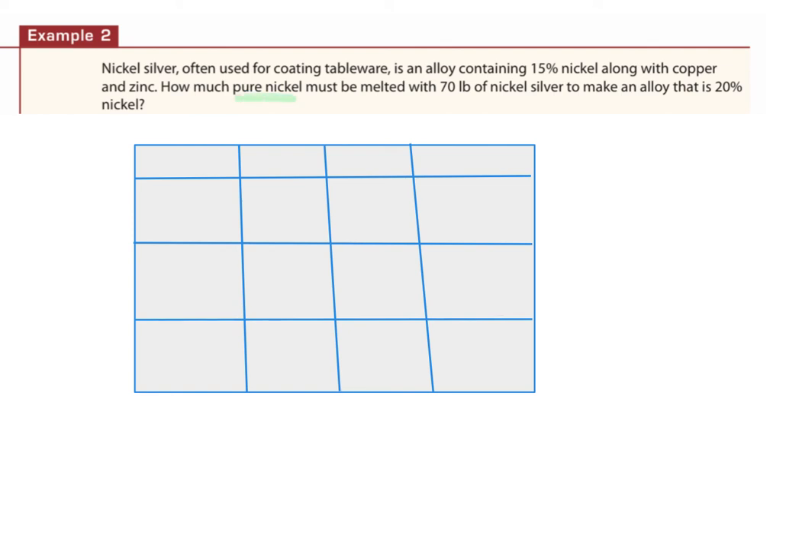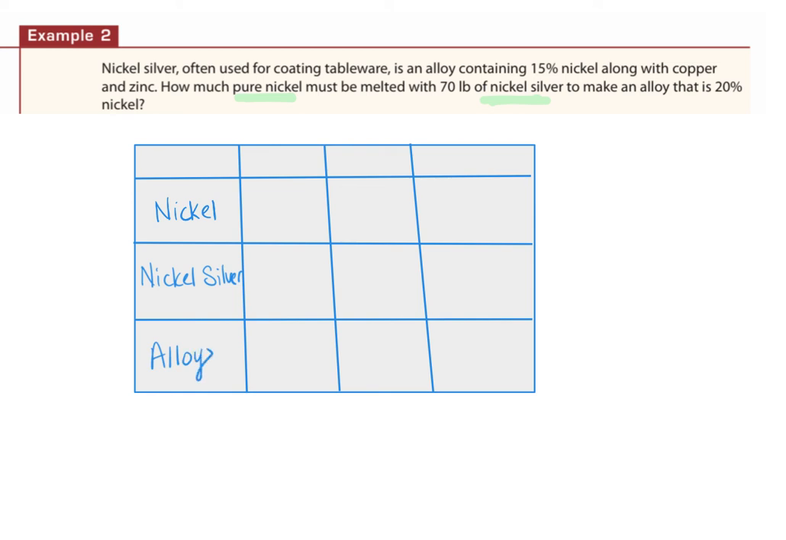How much pure nickel must be melted with nickel silver? That's like my hamburger and sausage, okay? Does everybody see? Those are my two things that I'm mixing. So my two sections here are going to be pure nickel and the nickel silver. All right? The bottom is going to be my mixture to make the alloy, which is just a mixture, okay?